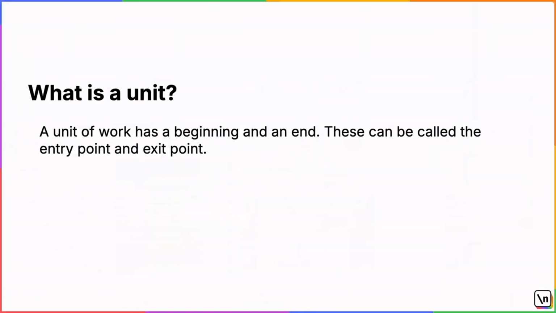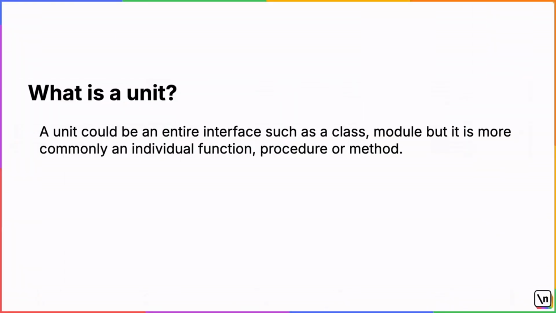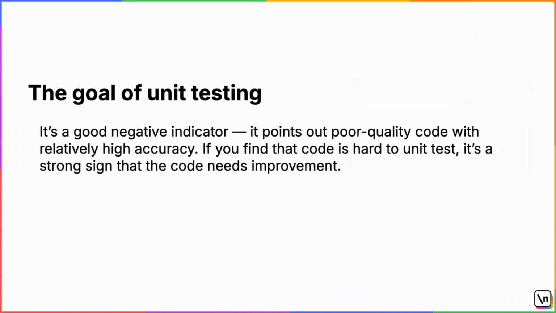Having talked about the attributes of a unit test, you might ask, what exactly is a unit? A unit can be defined as the smallest testable part of an application. A unit can be a single function, a method, or even a small portion of code that performs a specific task. In object-oriented programming, a unit will be a class, while in a programming language like JavaScript, a unit can be a single function. A good unit test will point out poor code quality. Basically, if you find a piece of code hard to test, it means it needs improvement.